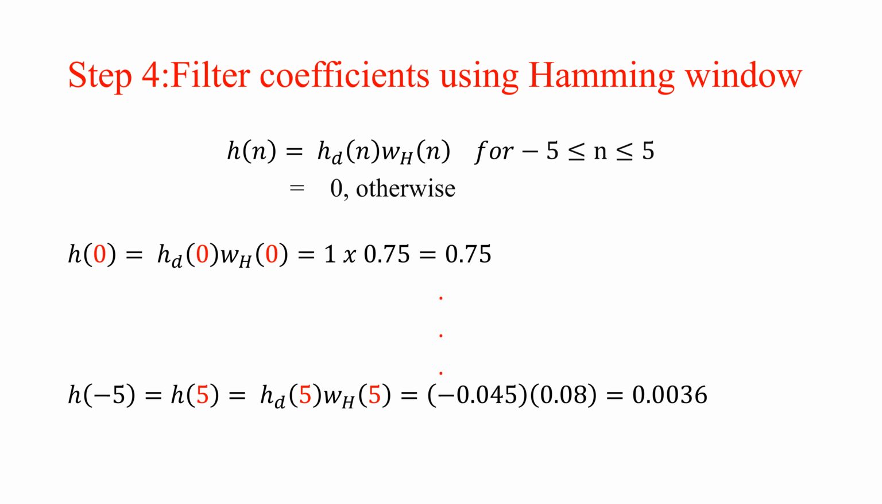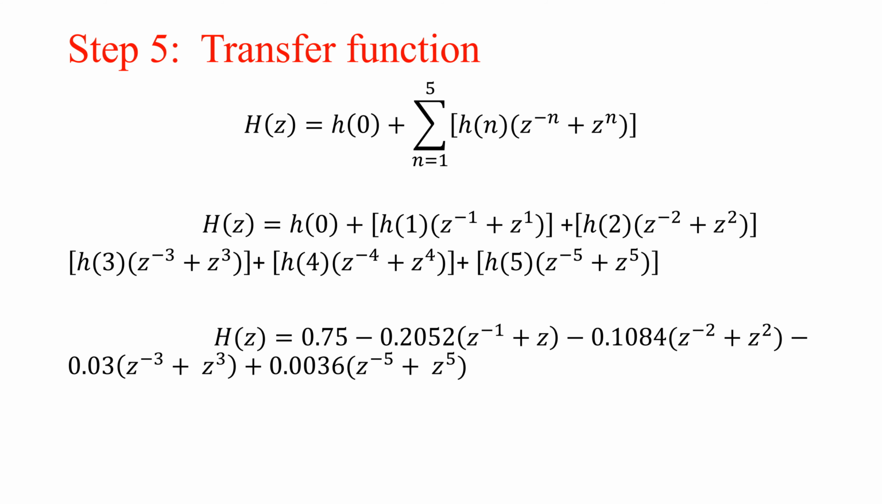In the next step, we have to find the filter coefficients using Hamming window. The function is h of n is equal to hd of n into wh of n. The meaning is we have to multiply the desired filter coefficient into the window function. First, let us take n is equal to 0. Then you multiply hd of 0 and window function wh of 0. Similarly, you can get the remaining 5 values.